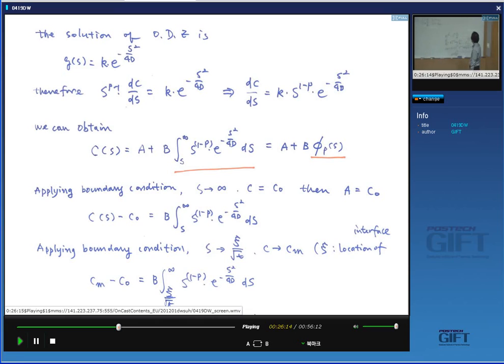So here, when S approaches infinity, this term will be 0, right? So the constant A should be C0. Okay? Are you clear? So C as S goes to infinity is C0.